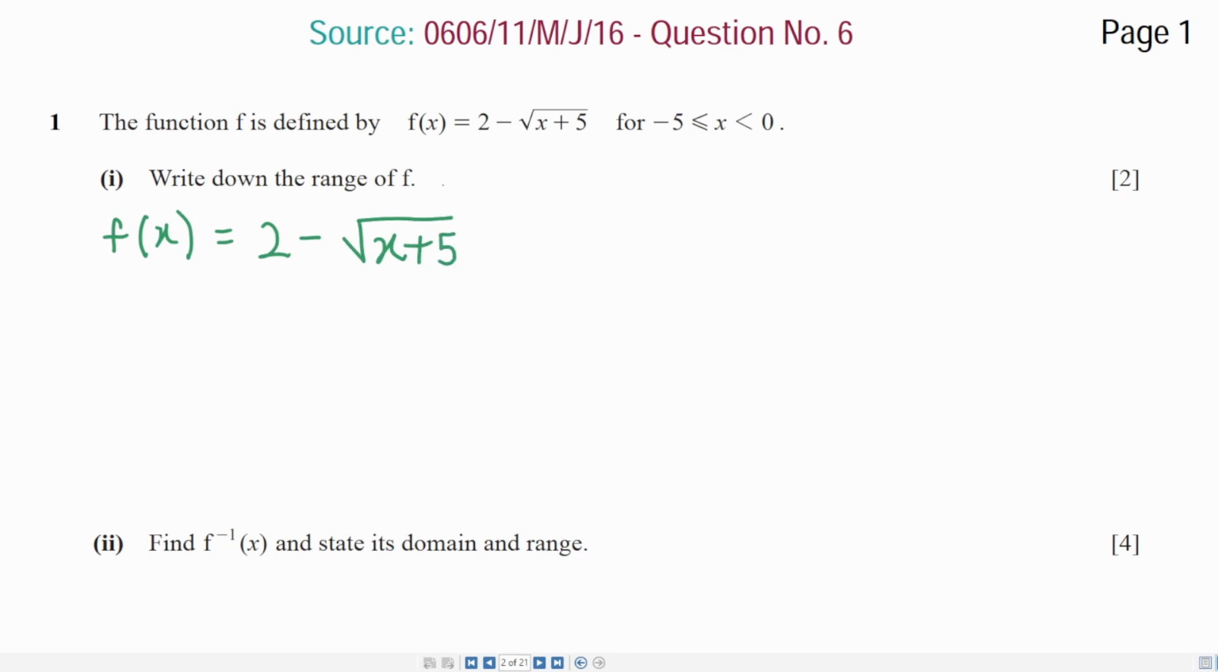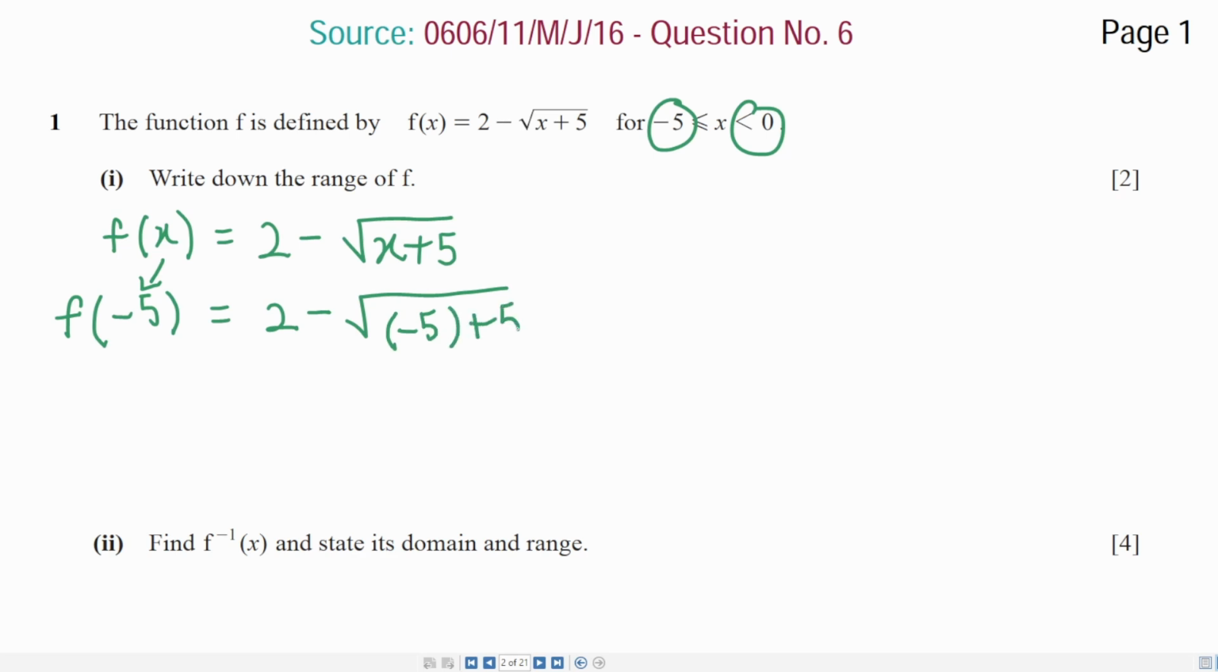Alright, now we have two values for the domain here, and how we're going to find the range is by plugging in these values. So let's start with negative 5. So the function of negative 5, in this case we replace the x with a negative 5, is equal to 2 minus square root, and in this scenario our x is also substituted, so we open brackets here, substitute in a negative 5 and plus the 5, and this will give us 2. Now negative 5 plus 5 is just 0, and square root of 0 is just 0, so this is just a 2 minus 0. And we find out that when negative 5 is inserted into the function of x, we get an answer of 2. So this is our first value.